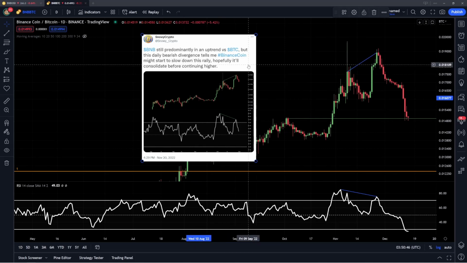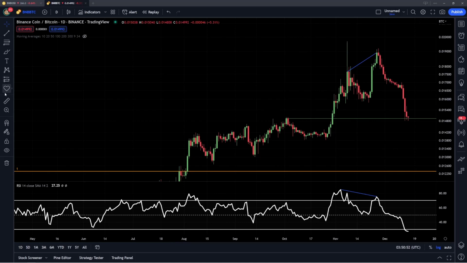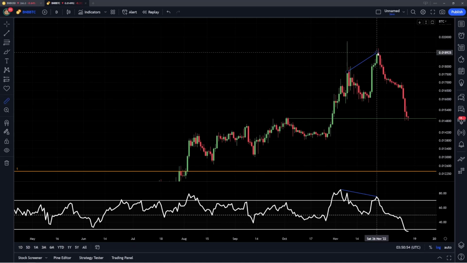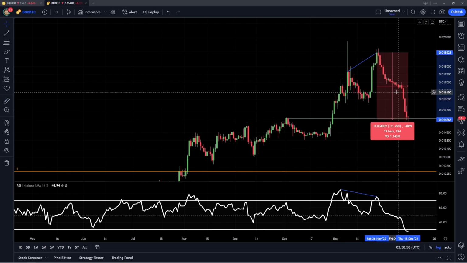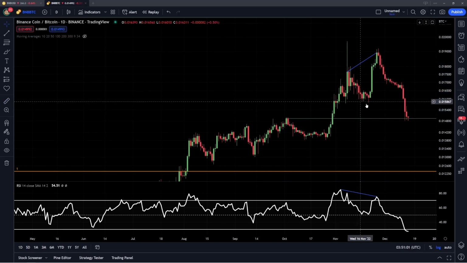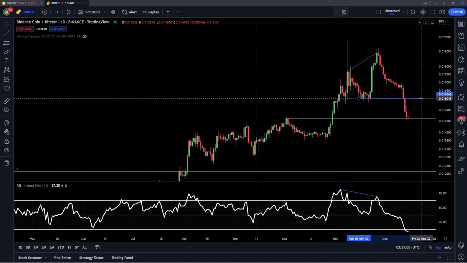Now, we definitely slowed down the rally, but we haven't seen some consolidation. In fact, we've seen a pretty big breakdown where over the last few weeks we have seen from that peak on the BNB Bitcoin ratio, Binance Coin has dropped by about 21% with respect to Bitcoin. So this obviously has come off the back of losing support right around 1.6 million Satoshis.